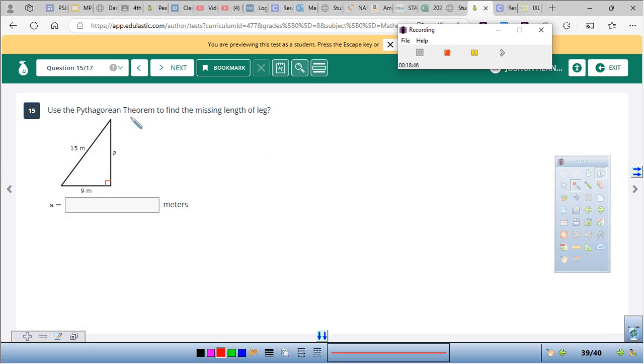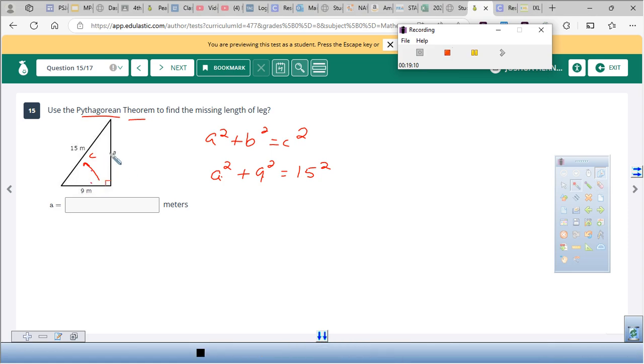Pythagorean theorem. Don't forget the Pythagorean theorem is going to be a squared plus b squared equals c squared. Throw my numbers here. I'll go with a squared plus 9 squared equals 15 squared. Why is this true? Across the right angle is your c. The two legs that make up your right angle are your a and your b. Just so it's always like that. Remember, c is always across the right angle.